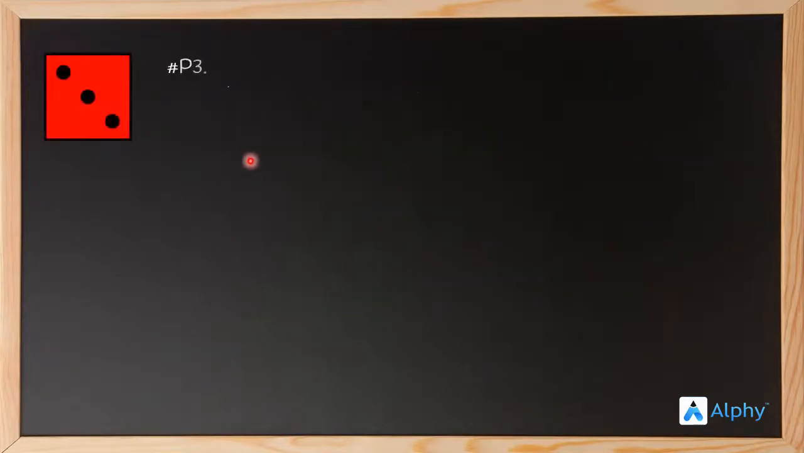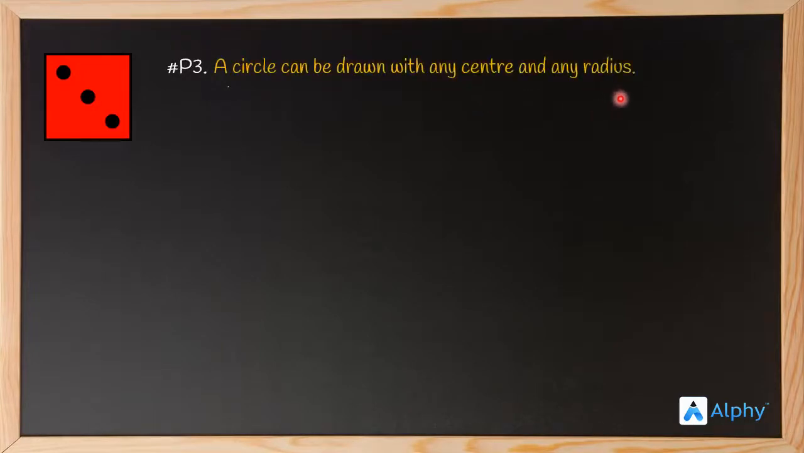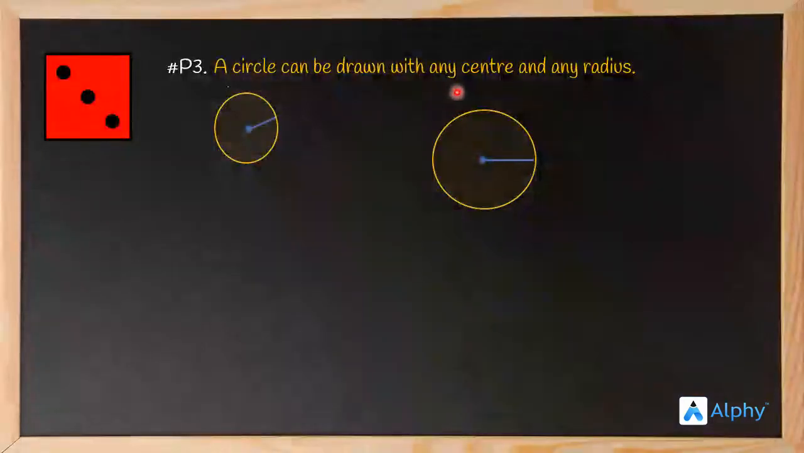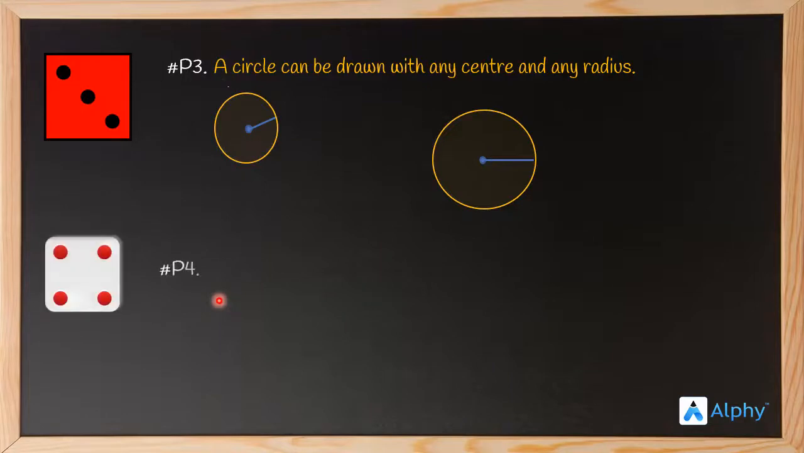Let's look at the next postulate. It states that a circle can be drawn with any center and any radius. Okay? So if we had a point here and a radius joining from it, we can form a circle easily. And even if we had a point over here and a longer radius this time, we can still form a circle from it. So any circle can be drawn with the help of a center as well as a radius. Okay?